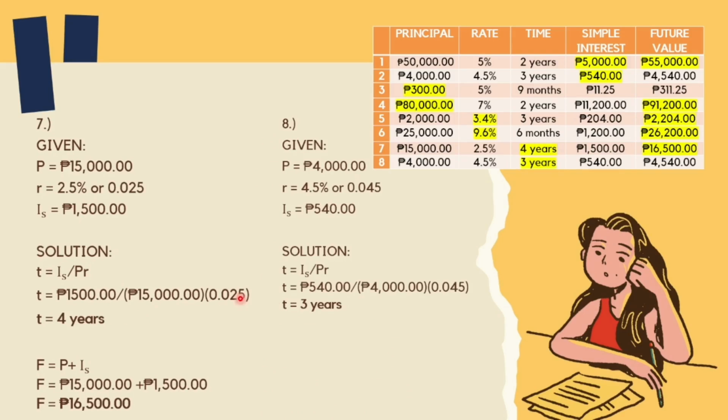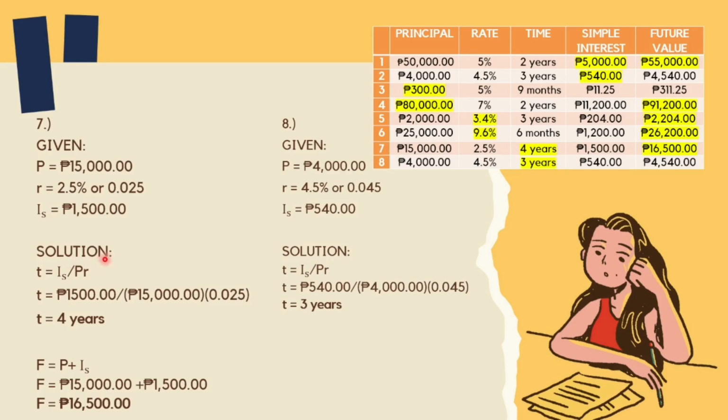Now for the last two examples, we have here example number 7. We have here the given P, or principal, is 15,000. Given R is 2.5%, or 0.025 once converted, and the given simple interest is equal to 1,500 pesos. So those are our following given for number 7. In this specific example, we are trying to solve for both the time and the future value.